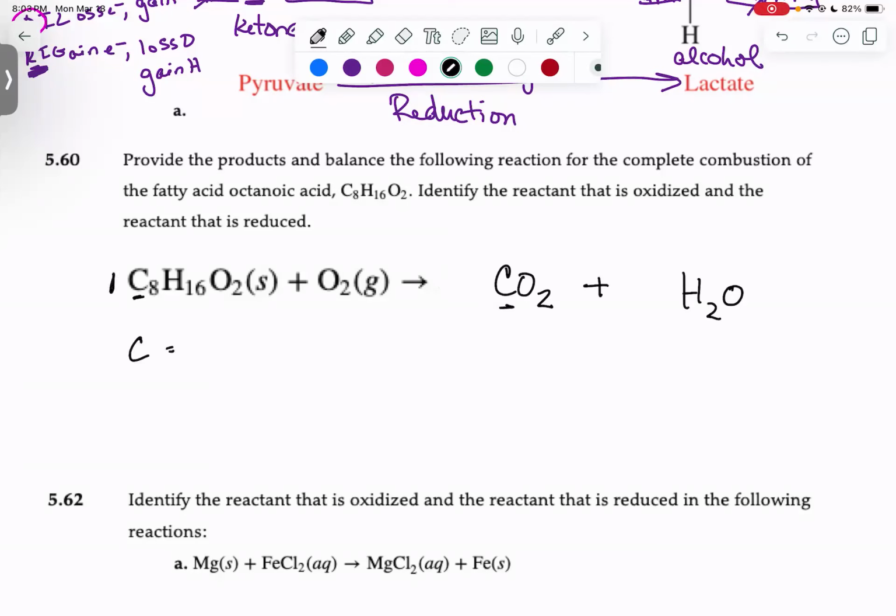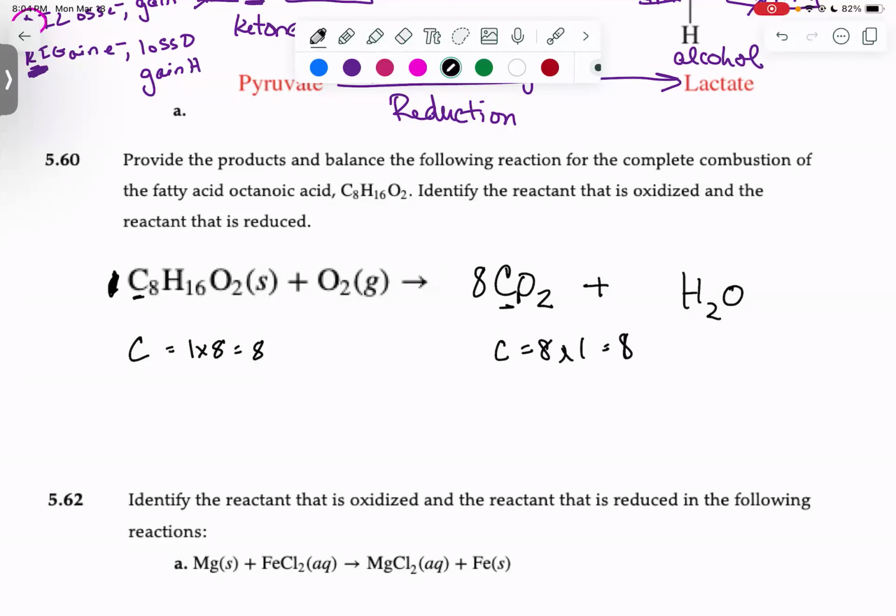Carbon on this side, you assume you have a 1 here. So that's 1 times 8 gives me 8. Over here on the product side, I have carbon. There's a 1 here if there's nothing written. So that's 1 times 1 gives me 1 carbon. Well, that doesn't match. So I need to multiply my product by a coefficient that would give me 8 atoms of carbon. So if I put an 8 in front here, this is now 8 times 1 gives me 8. So now I have 8 carbons.